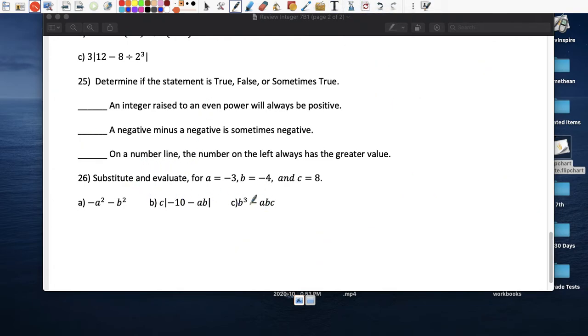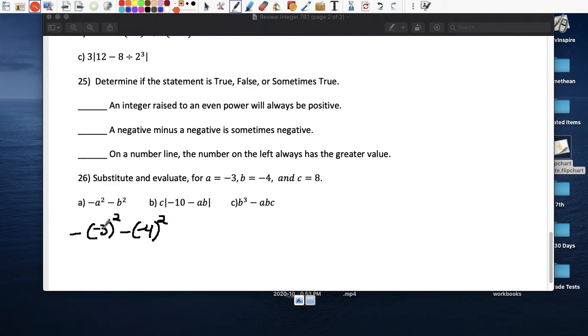Okay, this one is an exercise in substitution and how to substitute. Let's take the first one: a squared minus b squared. Notice that a is negative 3, so I'm going to replace a with negative 3 to the second power, minus, instead of b, negative 4 to the second power. That's the expression substituted, which is the main problem here, because after that everything else is pretty simple.